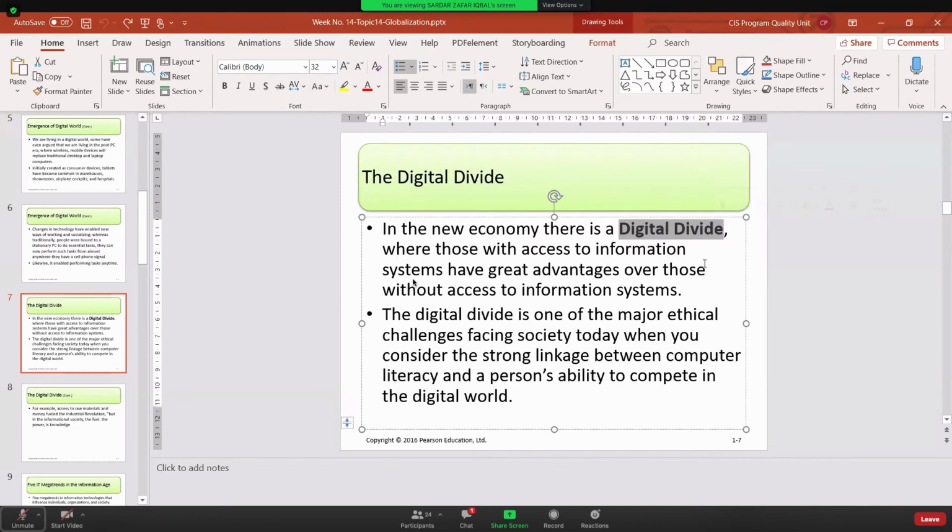Do you think there is any digital divide here in Saudi Arabia? For example, let's say people living in Abha, do they have the same internet connection as we have here? No, STC is not working there? Yes, it's working, but it depends on the places.